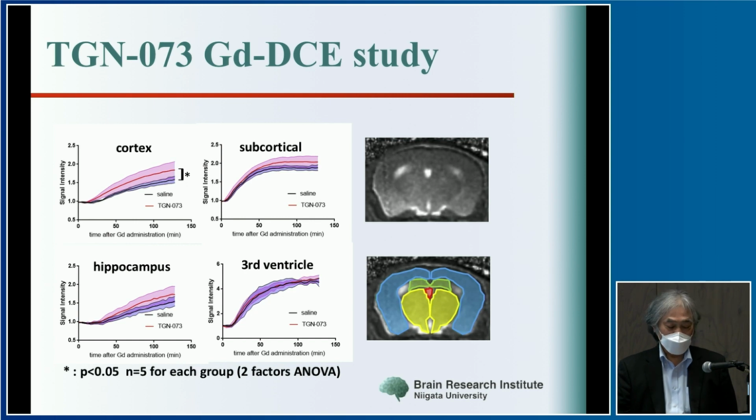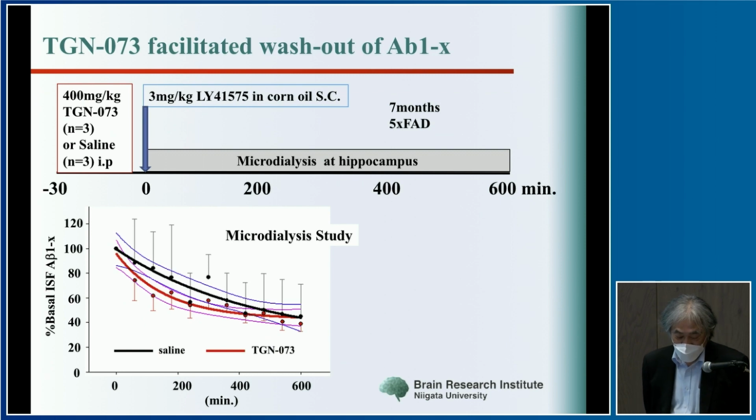Gadolinium DCE MRI, as former speakers used for mice and rat study, shows that intravenous TGN-073 administration enhanced the brain penetration rate of MRI contrast agent in a wild type mouse, indicating facilitated water mobility. We also assessed the effect of TGN-073 on amyloid beta clearance in hippocampal interstitial fluid using in vivo microdialysis in awake, freely moving Alzheimer model mice.